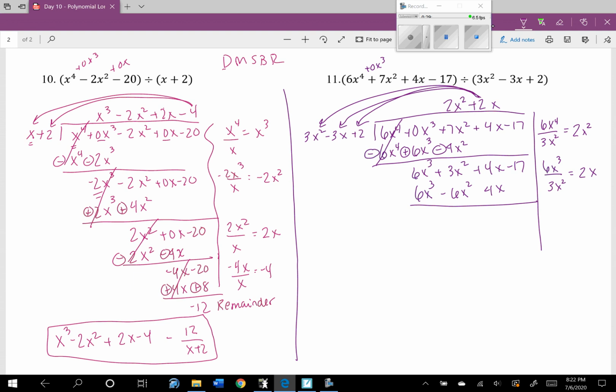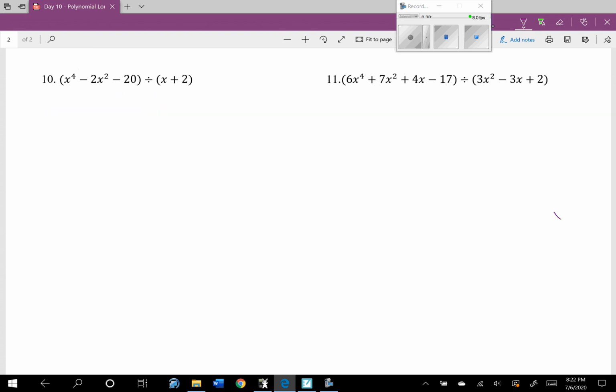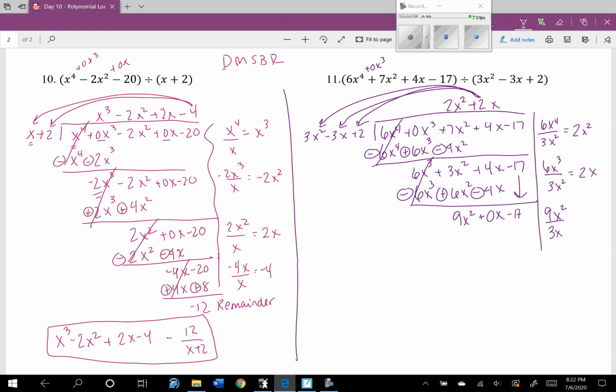S stands for subtract, so this becomes minus, plus, minus. This cancels out. 3x squared plus 6x squared is 9x squared. 4x minus 4x gives me 0x. And then bring down the minus 17 and repeat. 9x squared divided by 3x squared. 9 divided by 3 is just 3, and x squared over x squared is just going to give us times 1, so 3. So that's positive.